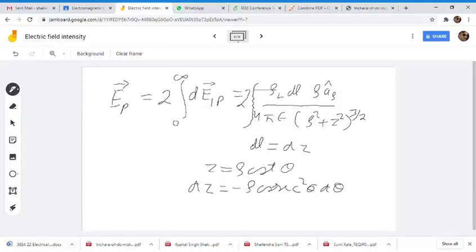Okay, so you can write rho square plus z square, the quantity that is in the denominator of the electric field, as rho square times 1 plus cot square theta. This will be rho square cosec square theta. Now replace all the quantities in the integral itself. So what will it become?